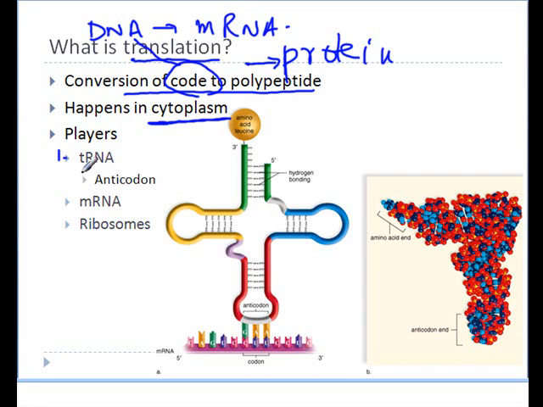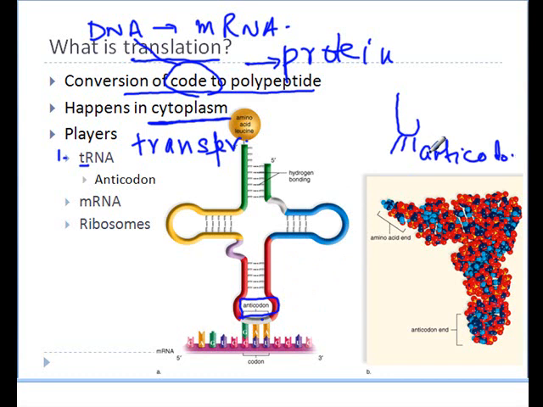The first player is called the tRNA. Recall, the T stands for the word transfer. Transfer RNA is a ribonucleic acid which has a very unique shape, which is sort of like a T. Sometimes in simplicity we will draw it in this format. Over here at one end of this loop are three nucleotides, and these three nucleotides constitute what is called the anticodon. So the anticodon is going to be over here.